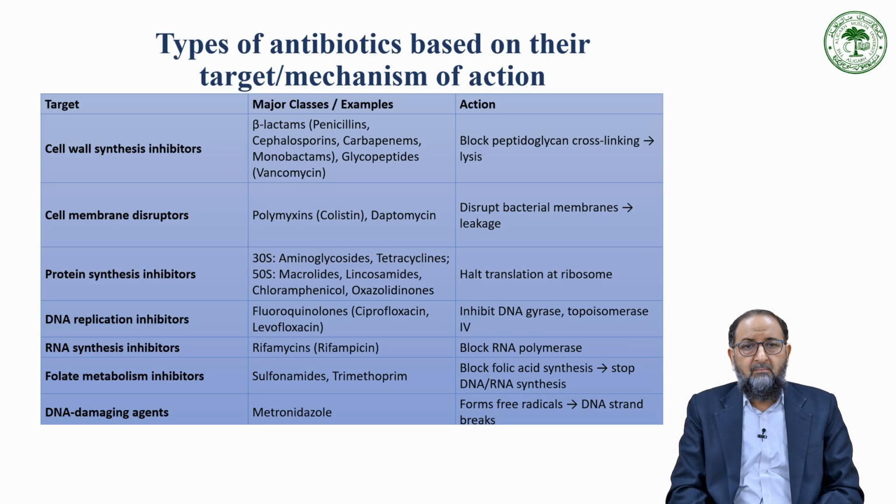For example, beta-lactams like penicillin, cephalosporin, carbapenems, monobactam, and glycopeptides like vancomycin. These are all classes of antibiotics, and they are all acting on the cell wall.